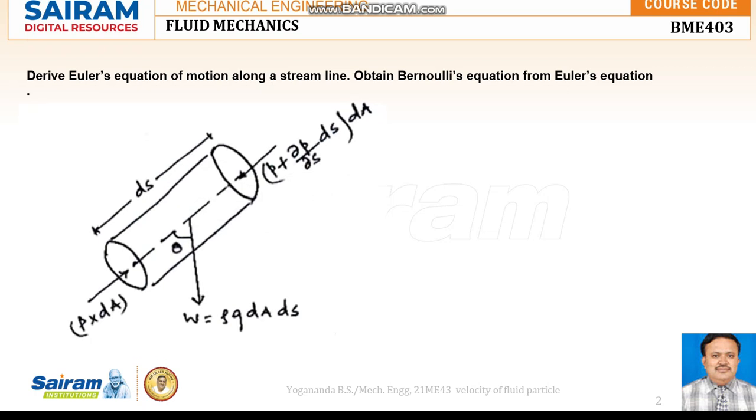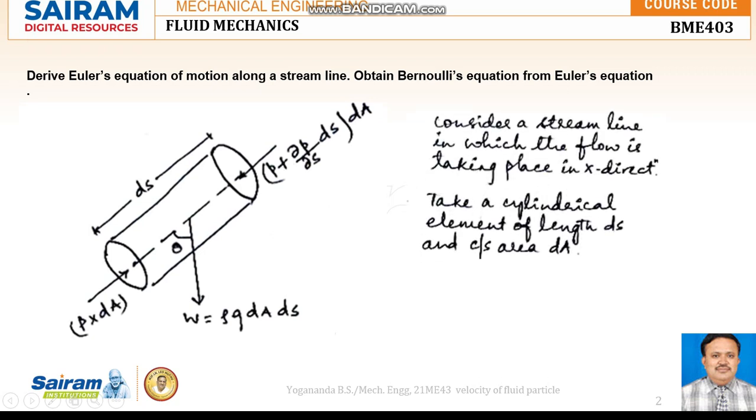To derive Euler's equation of motion, we consider a fluid element of length ds and cross-sectional area dA. The fluid flow is taking place in the S direction. The weight of the element W is making an angle theta with the S direction. Weight density is equal to weight by volume, so weight is weight density into volume. Weight density is rho g.